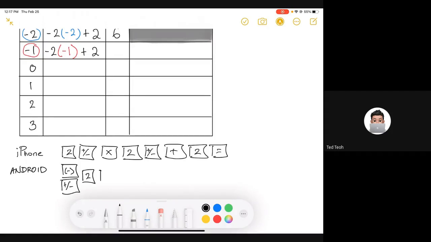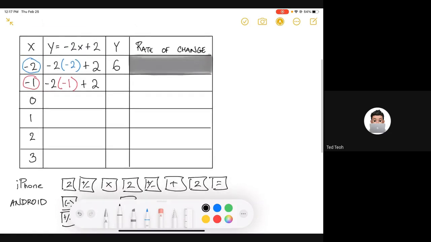Then press 2, times, and then the same button that you pressed the first time, the negative with the bracket inside it, 2, plus 2. Obviously in this example, I made a mistake. It's not going to be negative 2, it's going to be negative 1, so you're going to be pressing 1, and equals. If you type that in your calculator, negative 2 times negative 1 will give you positive 2. Positive 2 plus 2 is 4, and that's what you're going to get for Y.